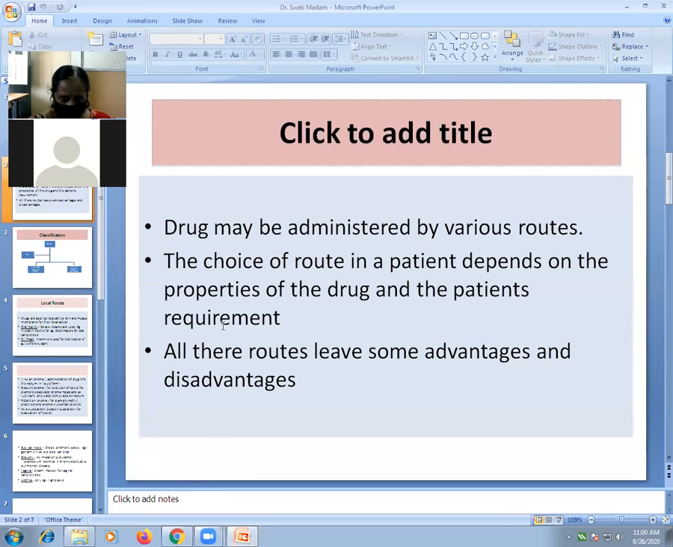Now drugs are administered by various routes. The choice of route in the patient depends on properties of the drug and the patient's requirement. All these routes have some advantages and some disadvantages.